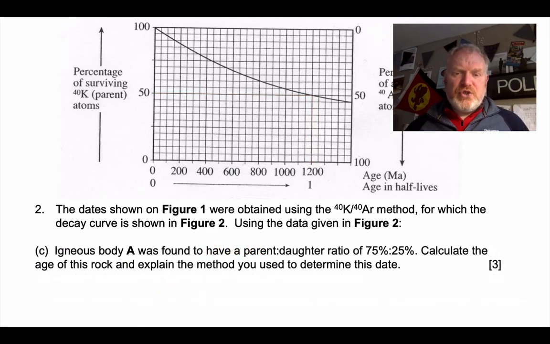The third part of question 2 was dating igneous body A. It's got a parent-daughter ratio of 75 to 25, so to calculate the age of the rock, again we read across, we read down, and it's an answer of 450 million years. The other 2 marks you get are for explaining what you did to read that graph.